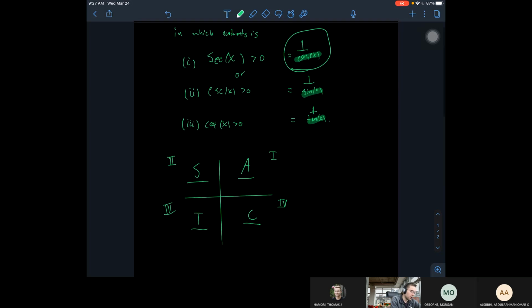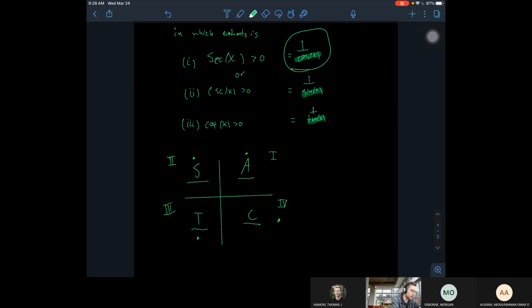Okay, so we know where the basic trigonometric functions are positive. All trigonometric functions are positive in the first quadrant. Just sine is positive in the second quadrant. Just tangent is positive in the third quadrant. And just cosine is positive in the fourth quadrant. So cosine is a positive number.